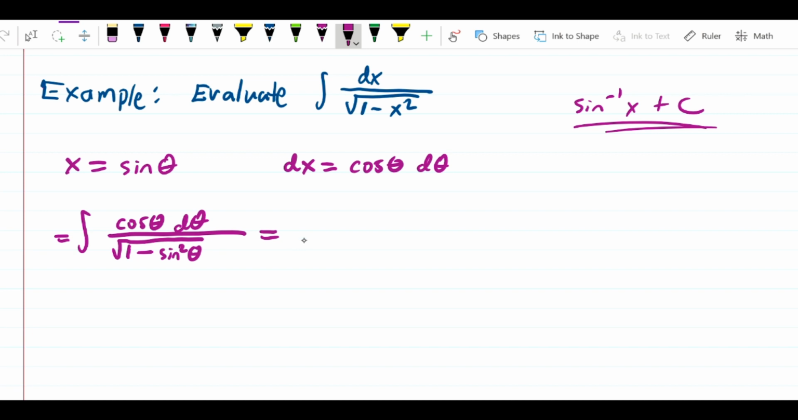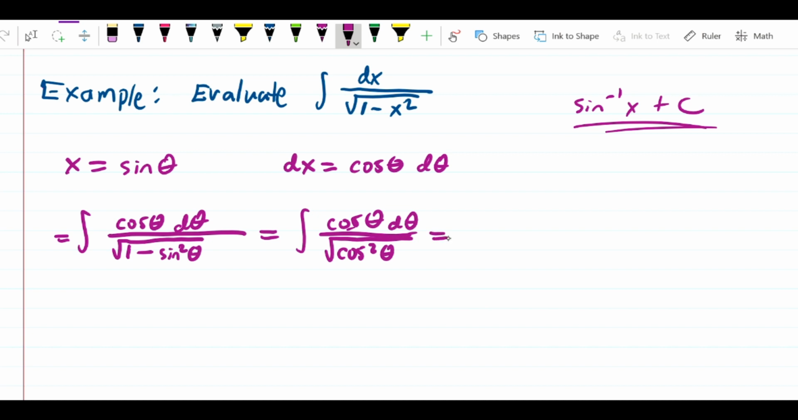So now I'm just going to simplify this, and we have cosine theta on top, and on the bottom we're going to have the square root of cosine squared theta. Don't forget the d theta, by the way. That's a fairly common mistake. I just made it, but you have to make sure that you keep all the dx's and d thetas straight when you do this, or you're going to make a mistake.